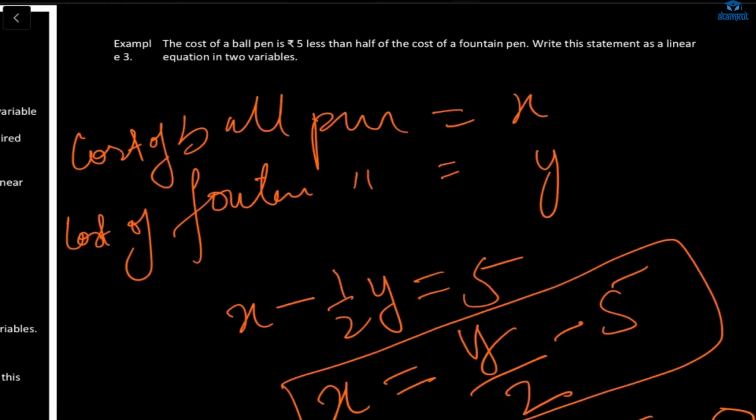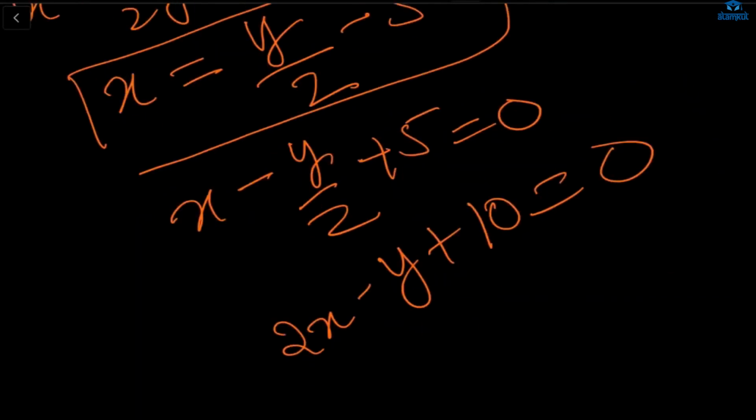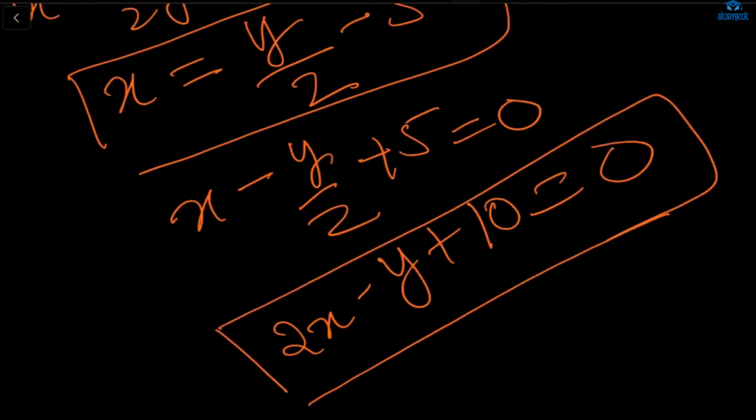Now it is written in the statement that the cost of a ball pen is 5 less than half of the cost of the fountain pen. Half of the cost of the fountain pen will be y by 2, and it is 5 less than that, so y by 2 minus 5. Then we get the equation as 2x minus y plus 10, after taking the LCM of 2.